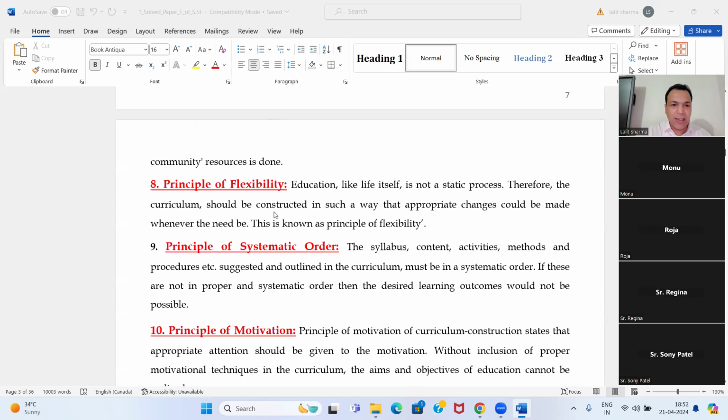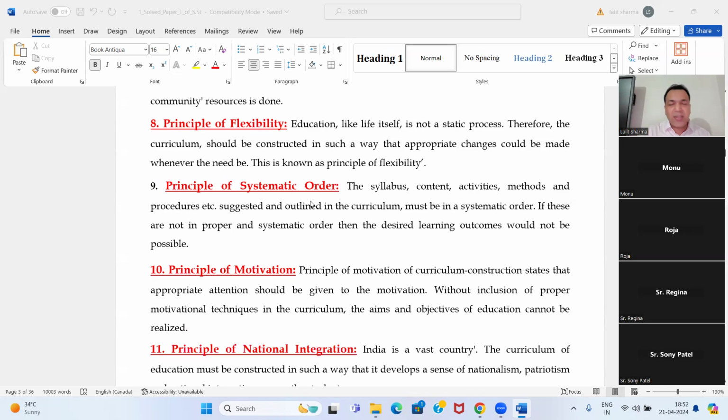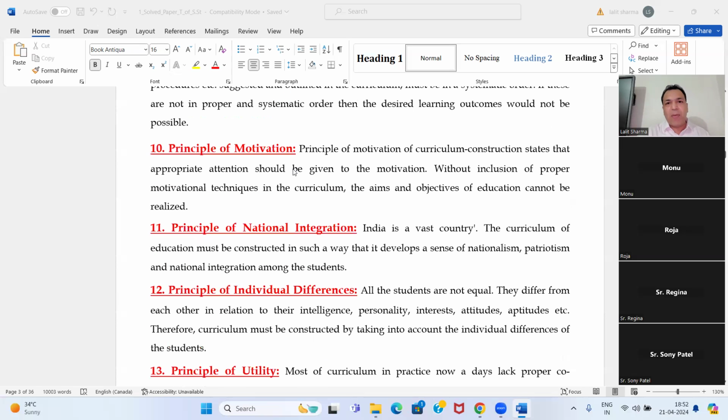Okay, guys? Look, principle of flexibility. Naturally, if you have to build a curriculum of science, there should be a principle of flexibility. If you have to construct a curriculum of mathematics, naturally there should be a principle of flexibility. It should not be so hard. Principle of systematic order, definitely this topic would be the same. Principle of motivation, tell me, this is a psychological principle. It is the same for all the teaching subjects.